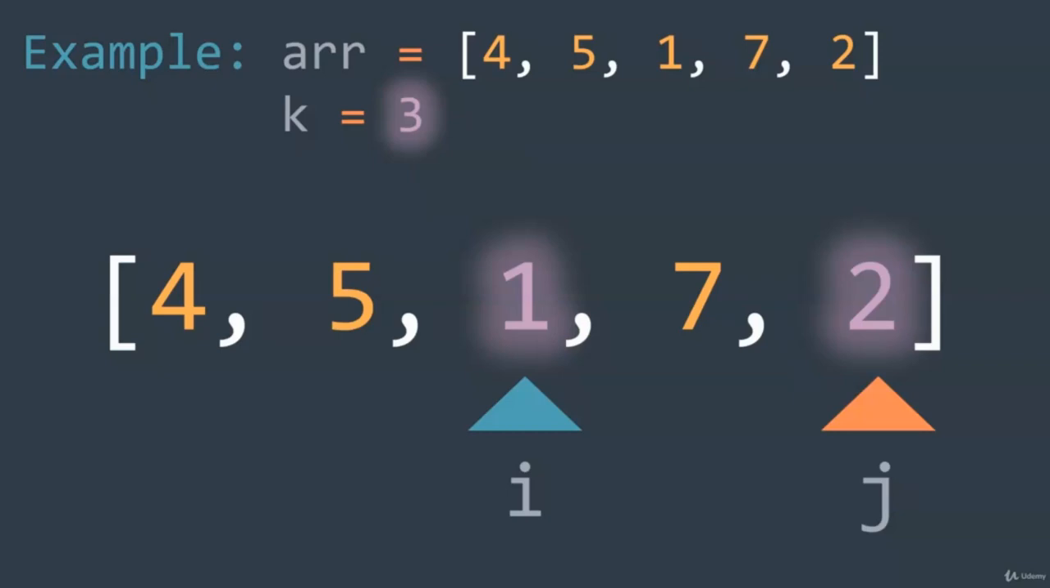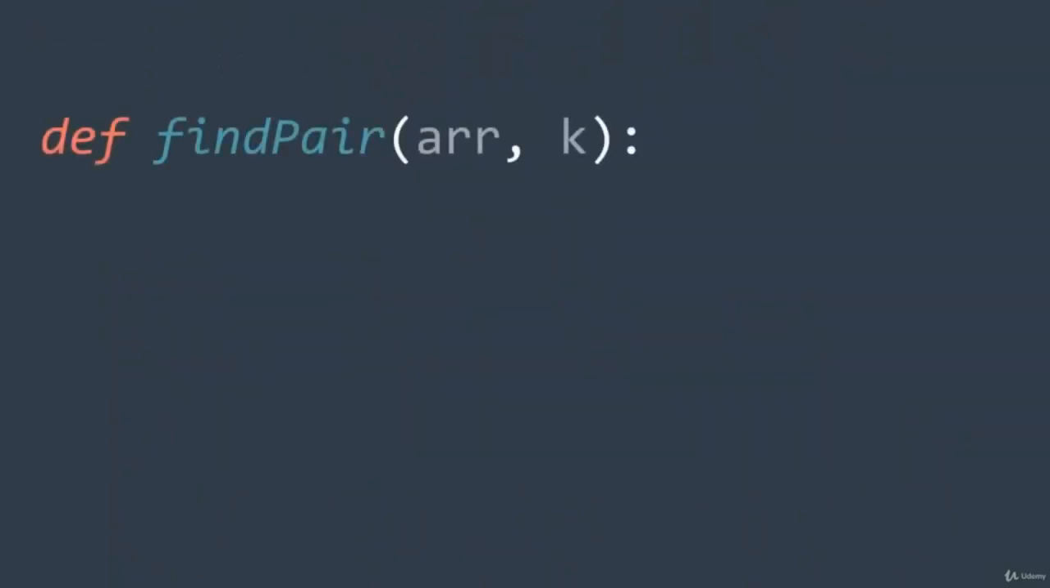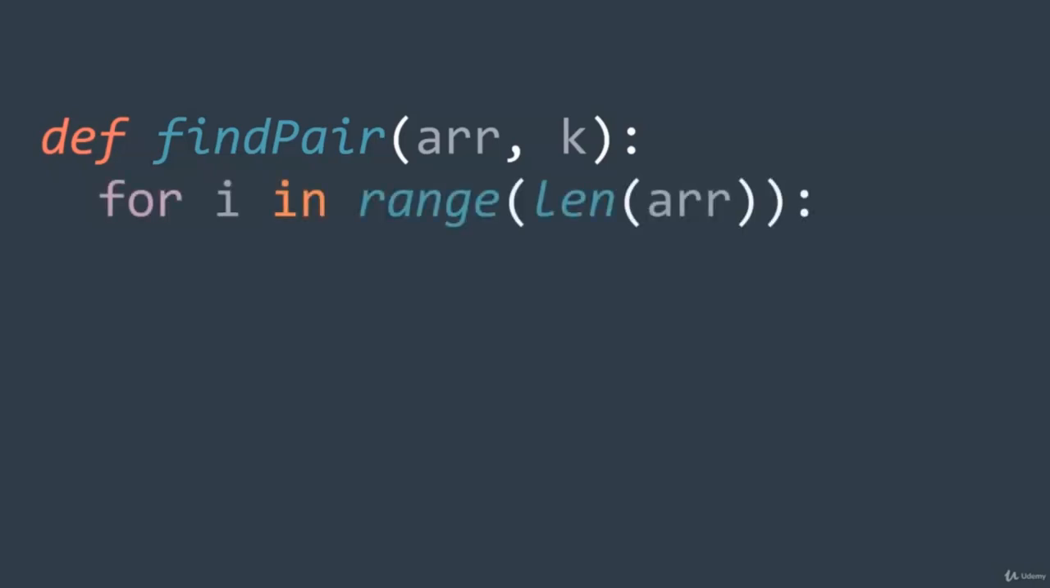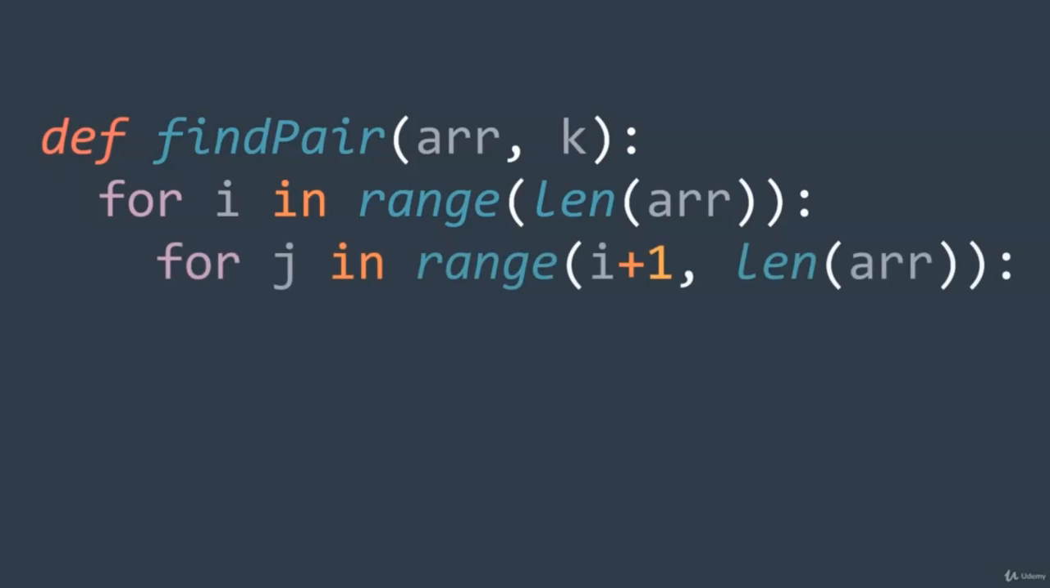And the Python code of this solution is: we define our function findPair that takes as parameters the array of integers r and the integer k, then we start looping. Here to check all possible pairs we need two for loops. The outer loop where i starts at 0 and stops at r length, and the inner loop where j starts at i plus 1 and stops at r length.